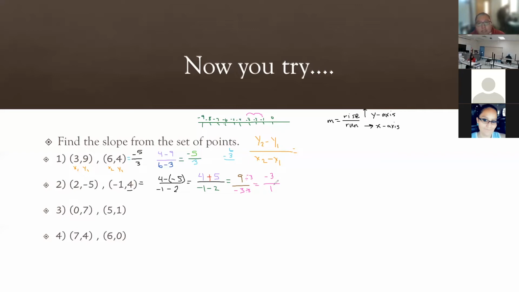So you can leave it like this if you understand it when you do your rise over run, or you can actually write it as a whole number. These two are correct because they are both equivalent to each other. So you can write one or the other.